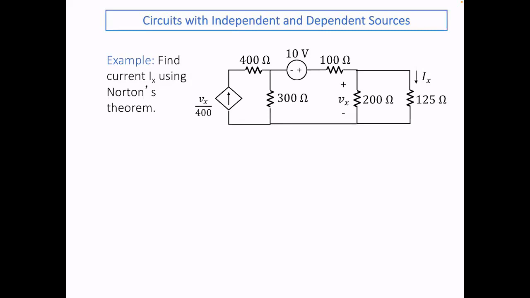My problem is to get I sub x. I want to use Norton's theorem to get I sub x. So let me treat my 125 ohm resistor as my load. So ang una kong gagawin, tatanggalin ko yung load. So this is the load. So remove the load.